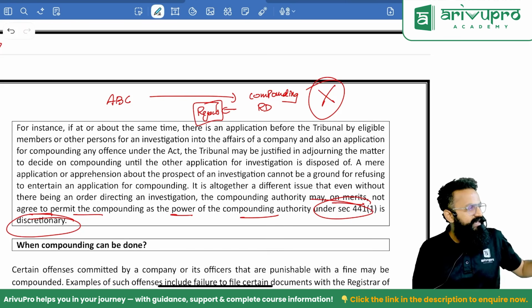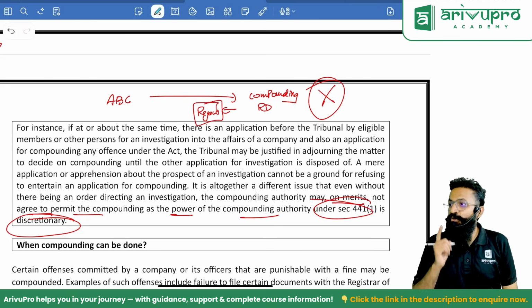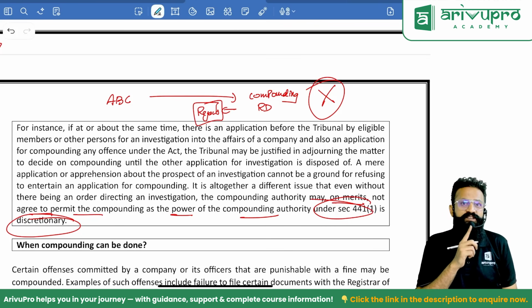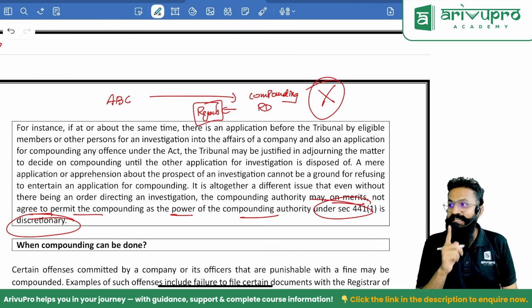Why? People remember, on merits here, you do not have the power to reject the application. You have the power to reject the compounding. Is there a difference? Yes. Sir, did not understand. You do not have the power to reject the application. You have the power to reject the compounding.